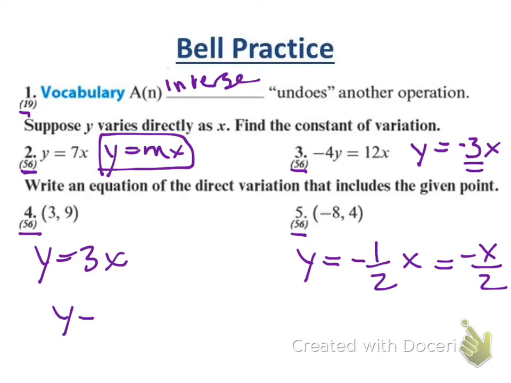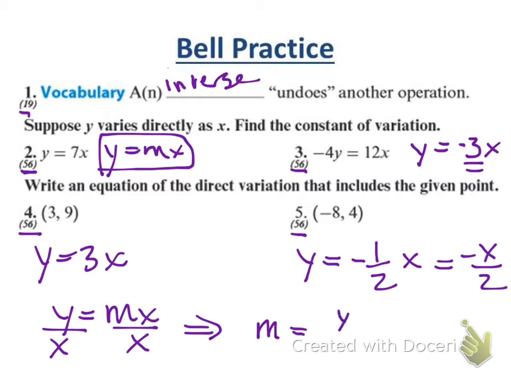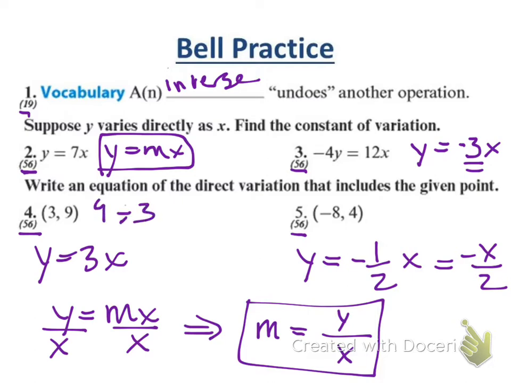Now, y equals mx. One of the things that we pointed out was that if we solve that for m, y'all pay attention, this is extremely important. If we wanted to find the direct variation, we divide both sides by x, and our constant of variation is always going to be y divided by x. What's 9 divided by 3 here? It's 3, right? So 9 divided by 3 gives us our constant of variation.